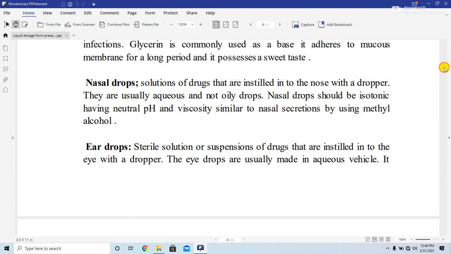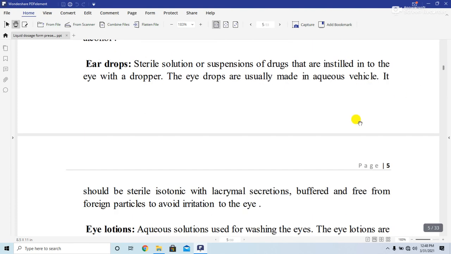Another liquid dosage form is called eye drops. Eye drops are sterile solutions or suspensions, free from pyrogens and contamination, which are instilled into the eye with the help of a dropper. Eye drops are usually made in an aqueous vehicle and should be sterile, isotonic, similar to lacrimal secretions, buffered, and free from foreign particles to avoid irritation to the eye. All these come under the category of liquid dosage forms.